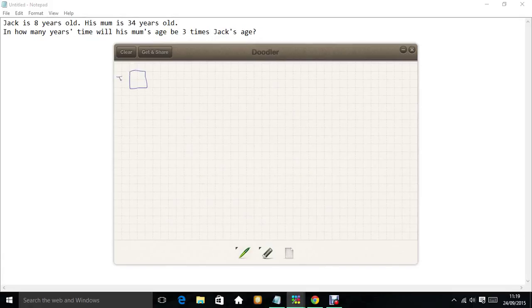Okay, this is Jack. The model that I'm drawing is the future situation where Jack's mum's age is three times Jack's age. So this is mum, and she is, in this situation, three times older than Jack. We can calculate the difference in their ages by looking at the question. In the question, Jack's mum is 34 and Jack is 8.